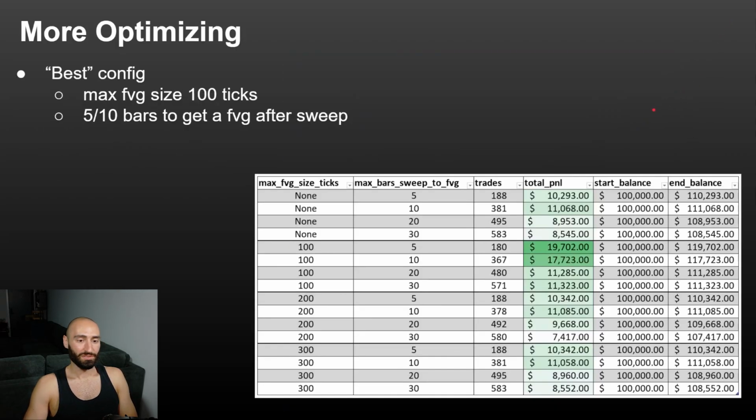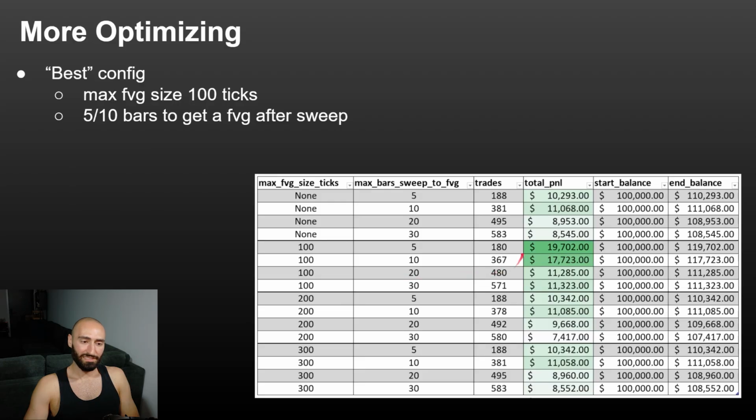And here's the results. Some more green. You see, we're making good progress. The maximum fair value gap size on the left here, from none as we had it, up to 100 to 200 to 300. You see, when we let the bigger ones in, it's not doing too good, right? With no limit, you're only at 10,000, 8,000s. With 300, it's basically no limit at that point. But if you limit it to 100 tick size, there's potential here.